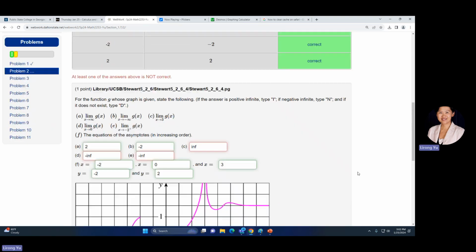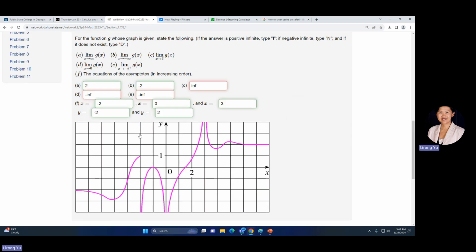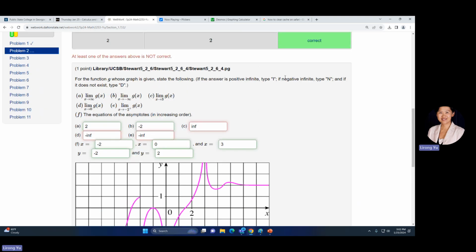You have to enter I or N for positive and negative. Yeah, it did that. See, so I enter N for negative infinity and then I for the positive.